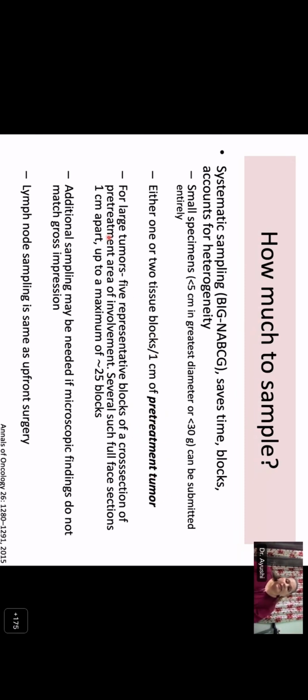size. For very large residual tumors, we can give 5 representative blocks of every cross section, and several such slices can be sampled, 5 sections up to a maximum of 25 blocks. And if, in the first round of sampling, we see that the microscopic findings are not matching the gross impression, if you're not able to identify the tumor bed on the microscopy as it has been described in the gross, or if the tumor is extending beyond the edges of the grid that have been sampled, then we might need to go back and sample more tissue. The lymph node sampling is the same.